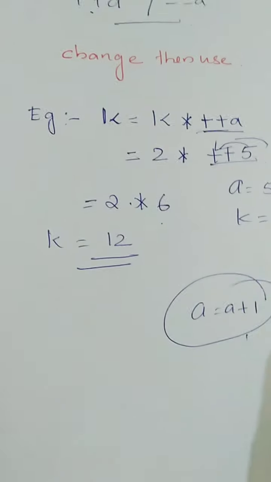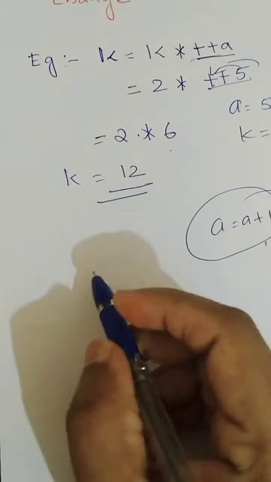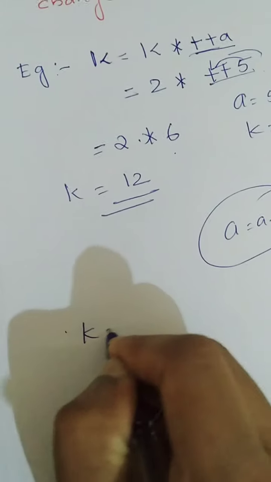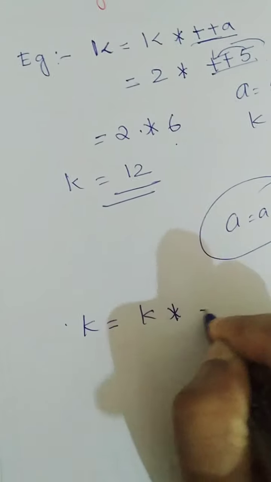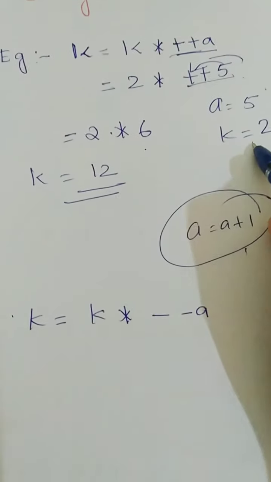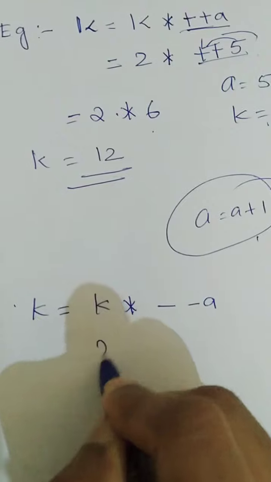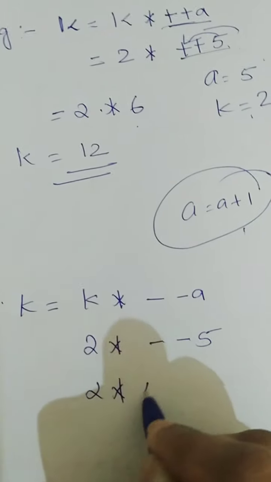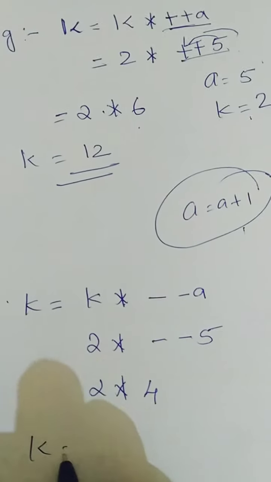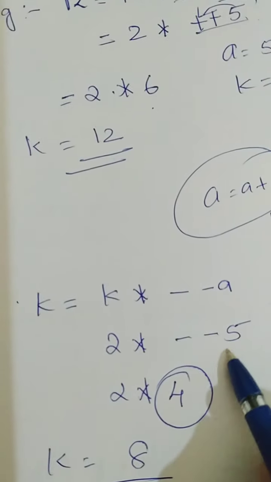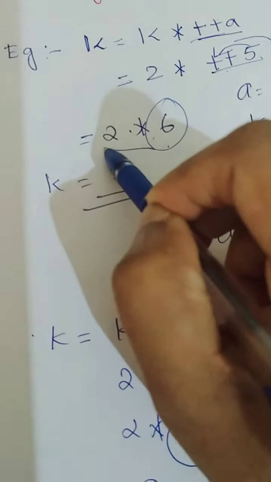Now I will show you another example with the decrement. Suppose you have the same k is equal to k star minus minus a, with a's value 5 and k's value 2. Now see, 2 star minus minus 5, that is 2 star 4, k is equal to 8. Decrement by 1, that is, change the value and then use. Here also we have changed the value and only then calculated.